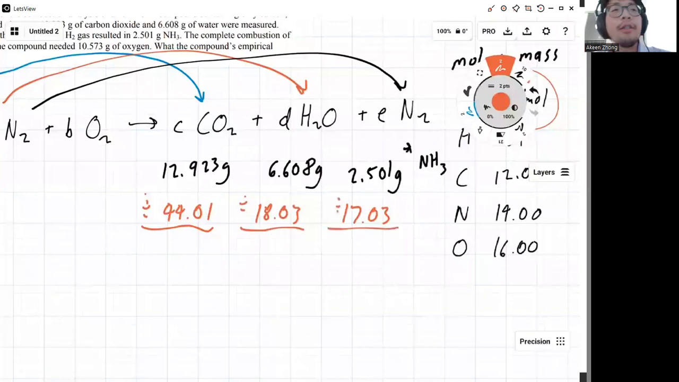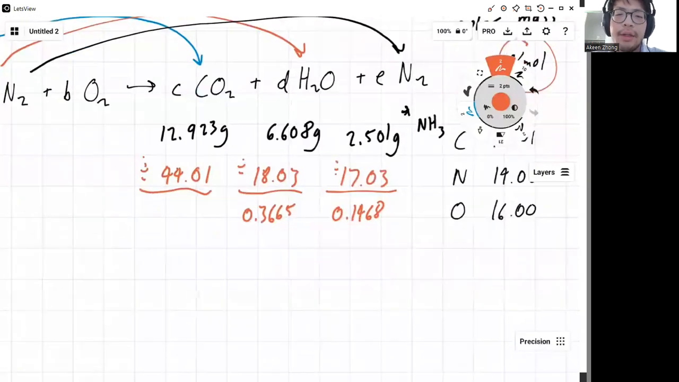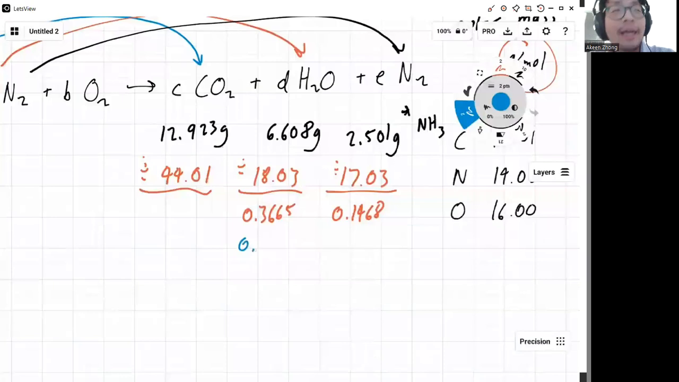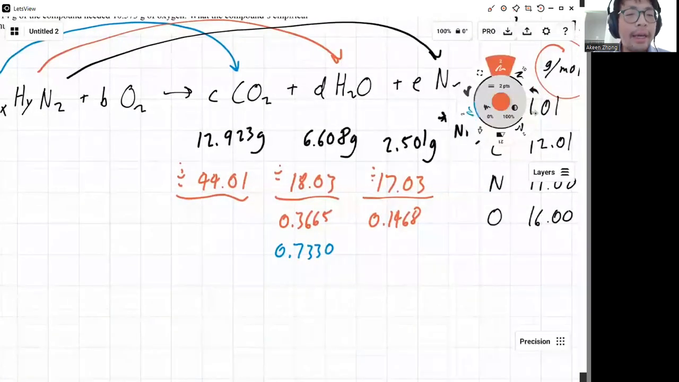So dividing that all, we have 0.1468 moles of nitrogen, 0.3665 moles of water, but in every water molecule, there's two hydrogens. So let's double that to get moles of hydrogen, 0.730. And as for carbon dioxide, we get 0.2936.